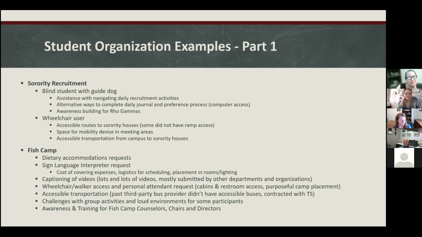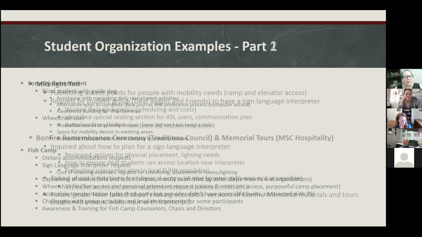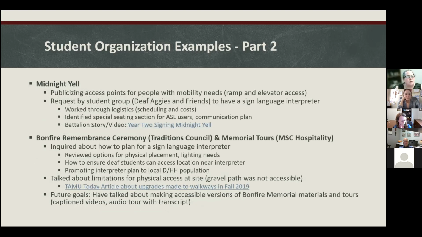So these are pretty common things, but think about big events that you might put on, especially if it's overnight and there's transportation and housing involved. That's a whole different layer of trying to plan through the accommodations. And then some other examples, Midnight Yell. There was a student organization on campus that went to Midnight Yell and said, hey, we want to participate, but we want an interpreter there.